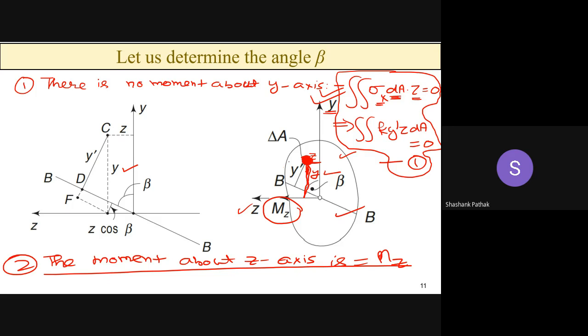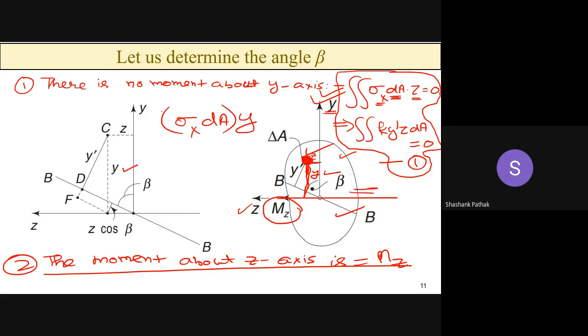Can anyone tell me what stress is acting on this element? Sigma x. Very good. So what force is acting? Sigma x into dA. Very good. Now you know the force. Now what is the moment about the z axis? Force into perpendicular distance, which is y. Very good. Now you want to add all such elements over the entire area.